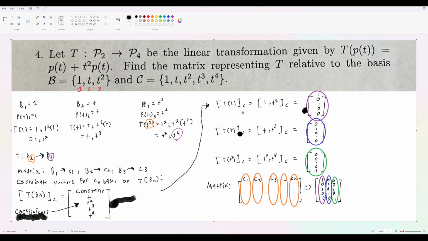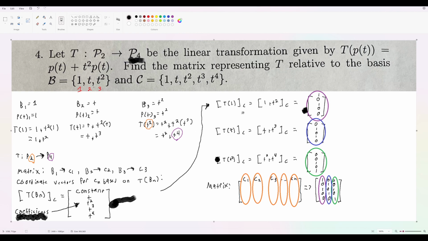Repeat that for T. We get 0, 1, 0, 1, 0. And finally, t squared goes 0, 0, 1, 0, 1. Right, and how we store our matrix representing T relative to the basis according to our transformation P2 to P4, well, this is the end result.